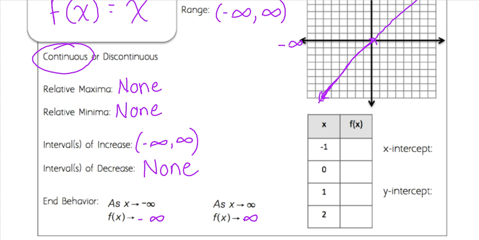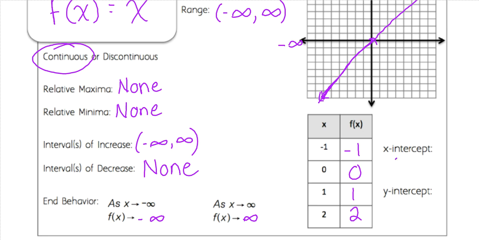All right, then if we look at some key points. So at -1, it's at -1 because remember the y and the x are the same because the function is f of x equals x. So the y equals the x. So this would be 0, this would be 1, and this would be 2.